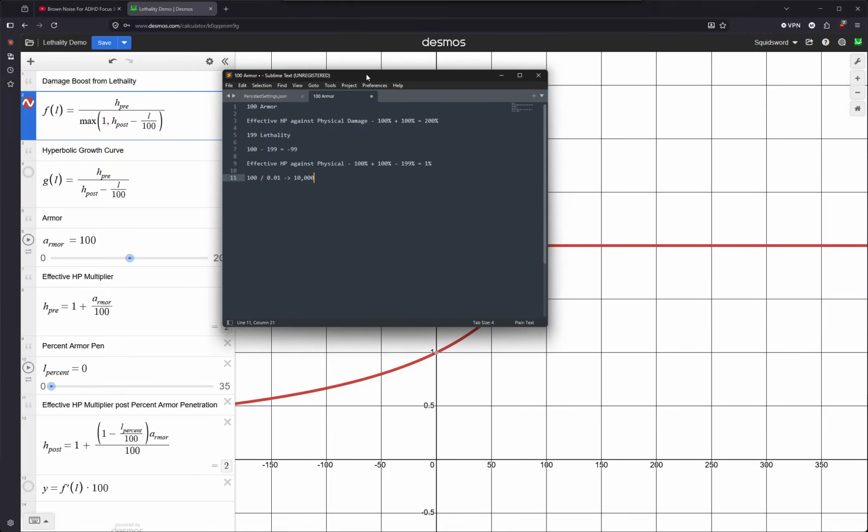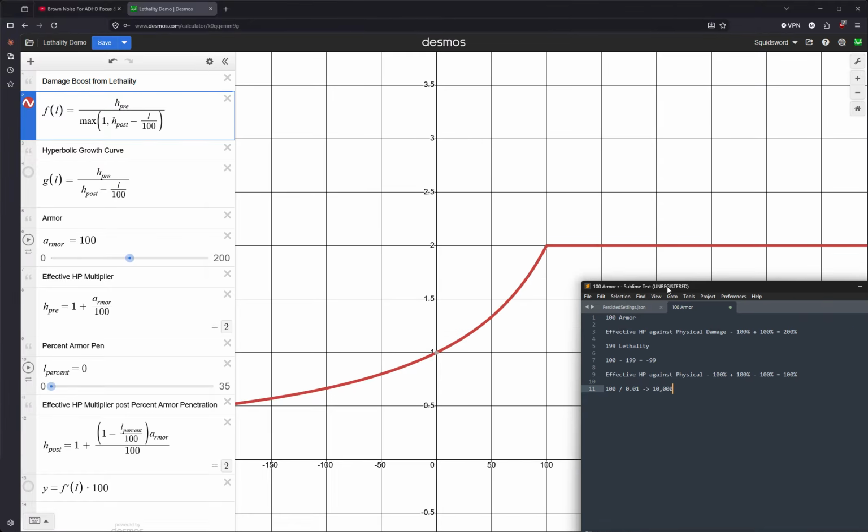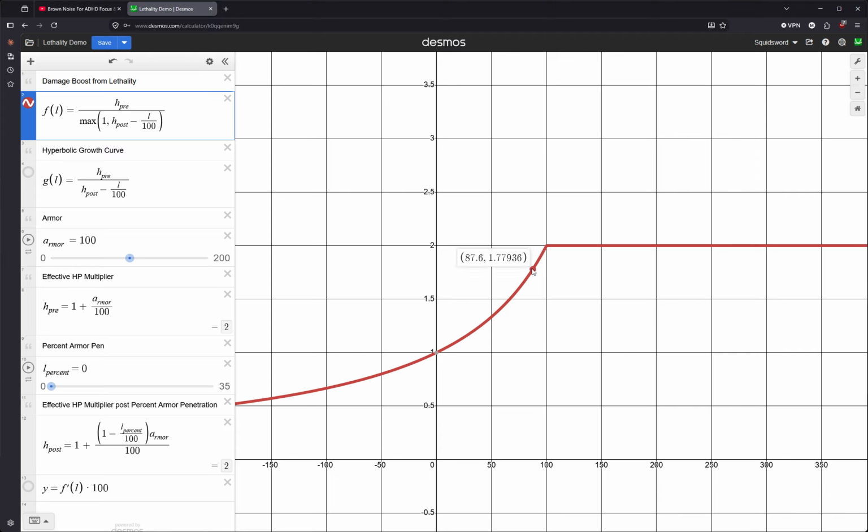So why is it not busted? Well, it's because Riot will cap it, so they don't let you get someone below 100% effective HP. So this 199 will get capped to 100, even if you have more lethality. And you can kind of see that in the graph here. This is the damage boost from lethality graph. If I have 100 armor and I have 100 lethality, then I'll do double damage. If I have 0 lethality, I'll just do 1 times the damage. I'm not getting a bonus.